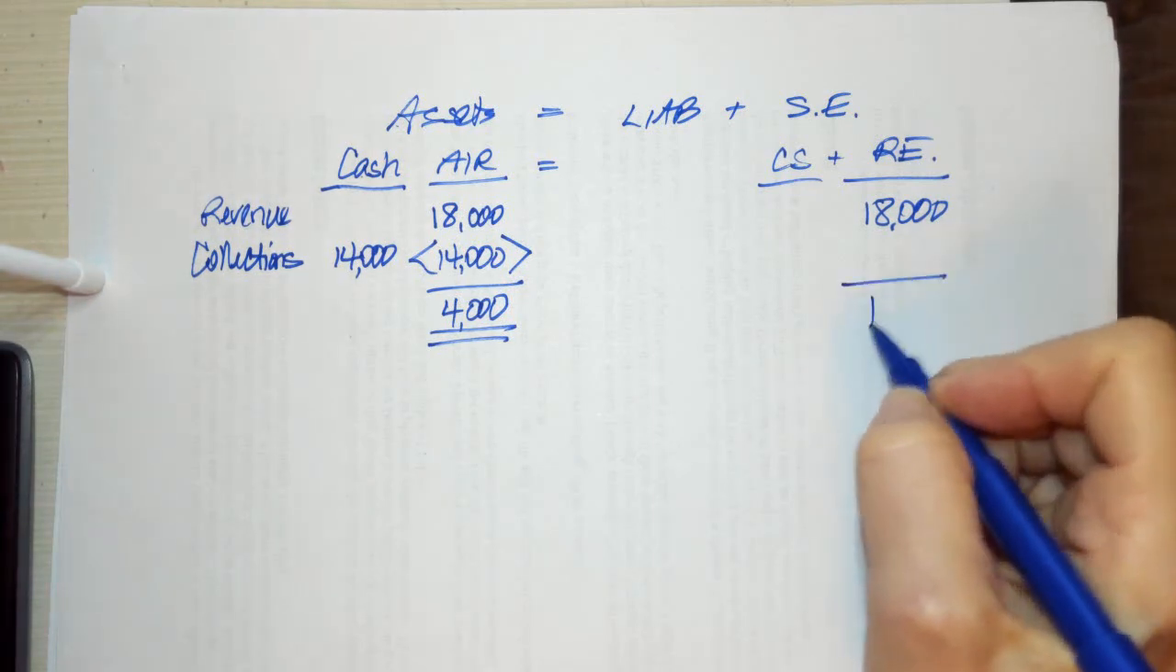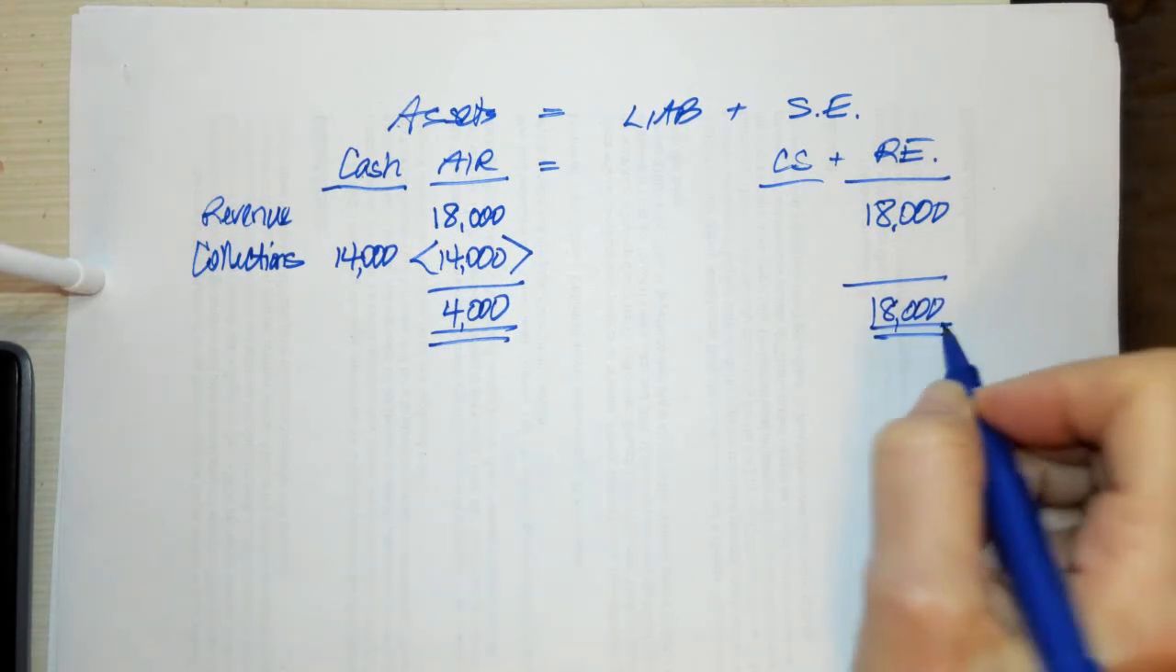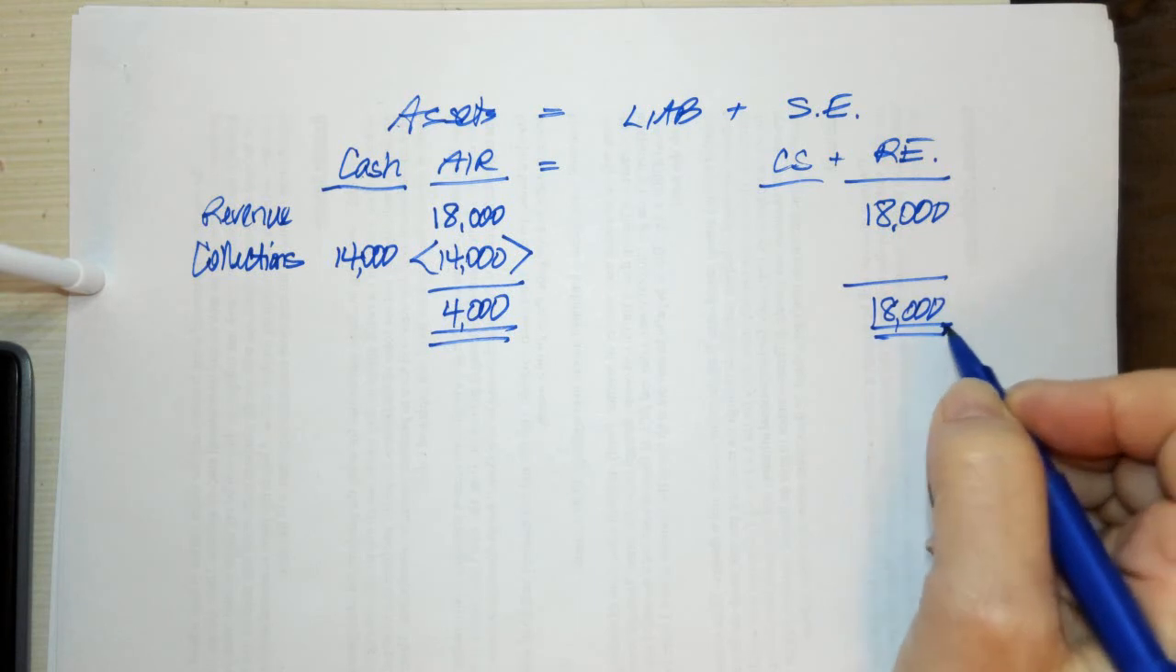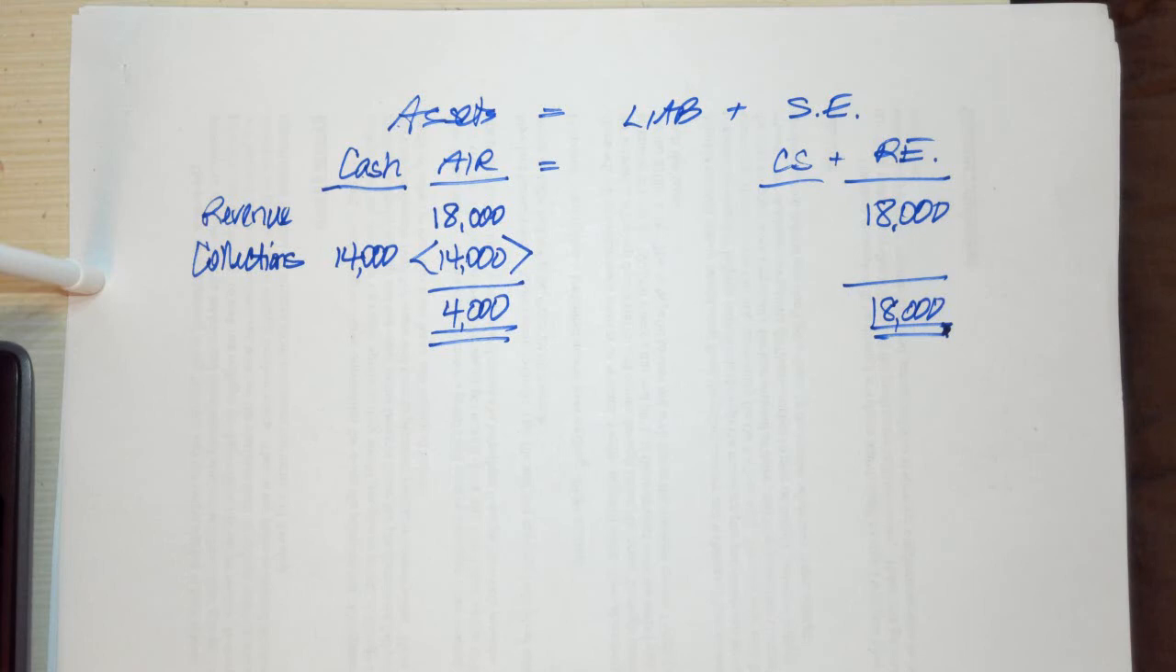Okay? Now, part B says the amount of net income that would be reported on year 1. Well, everything we earned would be reported. So $18,000 is the revenue that we would record during the year, that would show on the end of the year statement.